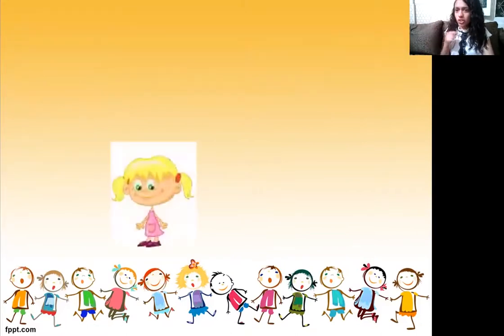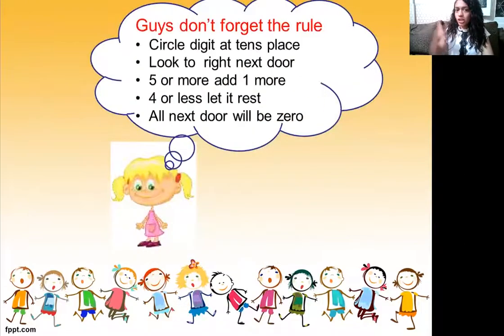So this here just reminds us about the rule. Remember? Circle the tens place. Look to the neighbor next door. If it's 5 or more, I'm going to add 1 more to the tens place. But if it was 4 or less, I will keep the tens as it is. I will not change it. And don't forget, all my neighbors will become 0.